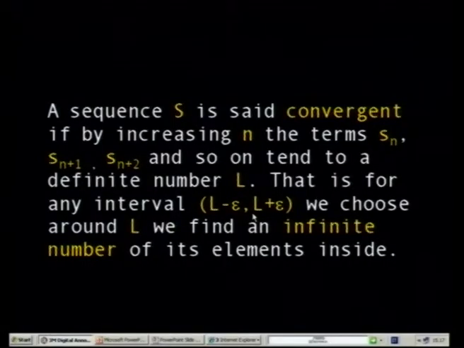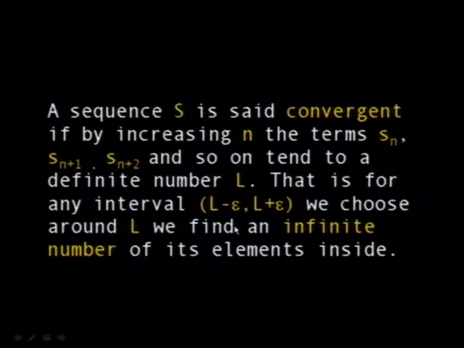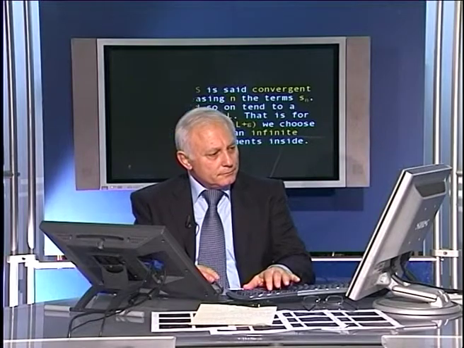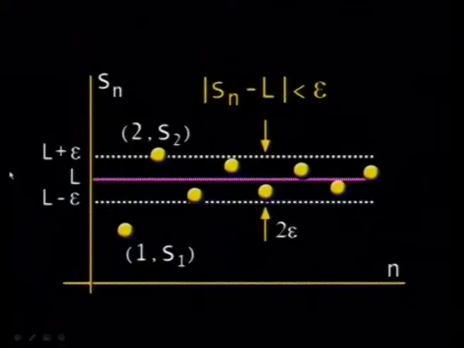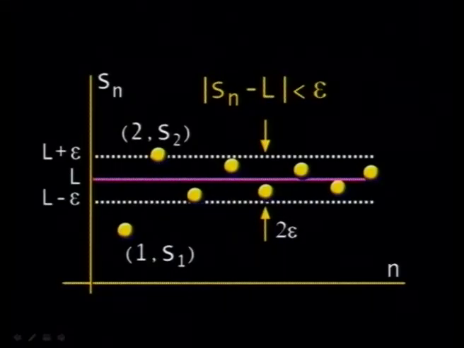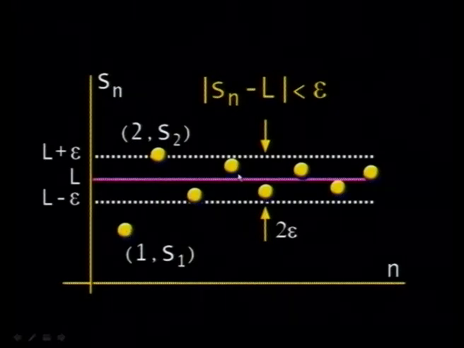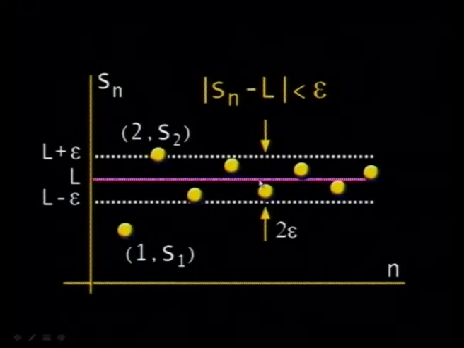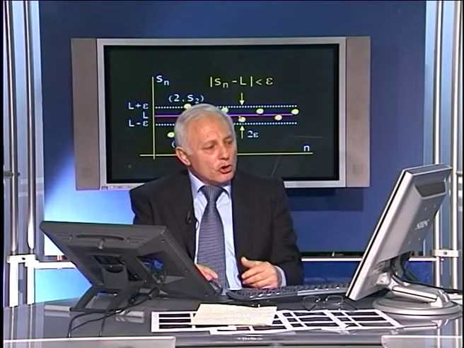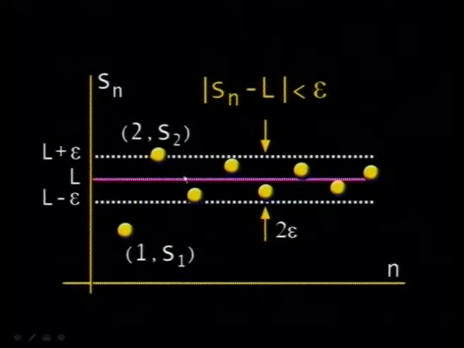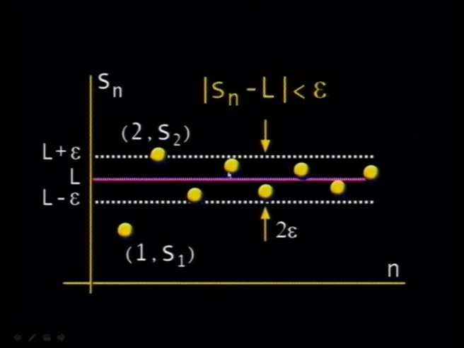Now, as we said, if we choose around L any neighborhood, not necessarily including L, you always find an infinite number of elements of the sequence. Here is L again, and this is the sequence again. Here you have Sn; this is S1, this is S2, S3, etc. And this is the presupposed limit, because you don't know whether the sequence has a limit or not. But if it has a limit, then if you choose any epsilon around L, you always find elements of the sequence.